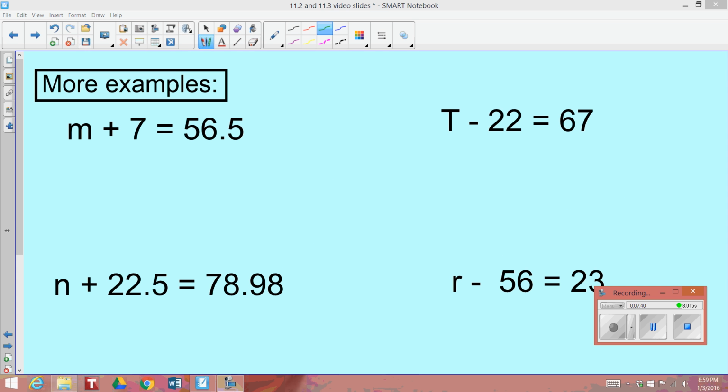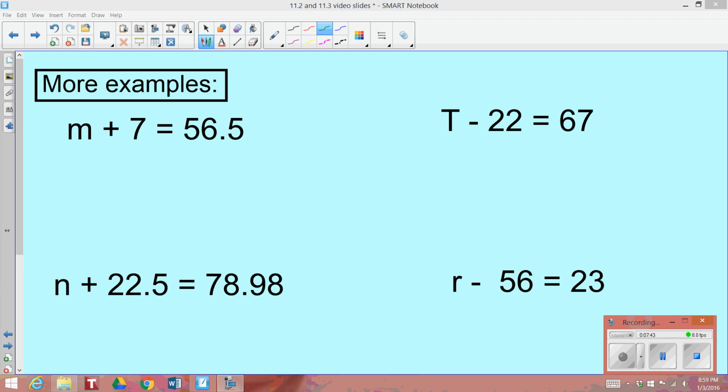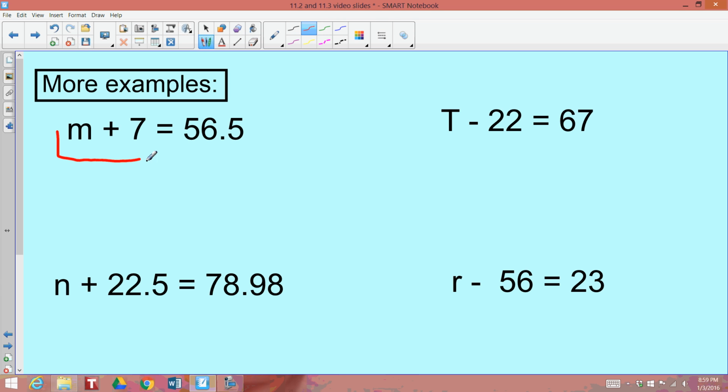All right, so here's a few more examples. I'm thinking of a number. When I add 7, I get 56.5. I'm going to use the inverse operations method of isolating the variable. And I notice that m plus 7 is on one side of the scale, and it equals 56.5. So if I want to isolate that variable, I want to know what m is. I want to have m equals something.